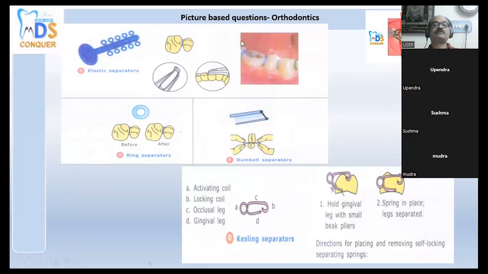So these are given, what are these? They are given once they ask. It's a very simple question. And separators, they ask about separators. This is one of the common non-elastic separators that is being used. It is called the Kesling separator or Kesling spring.